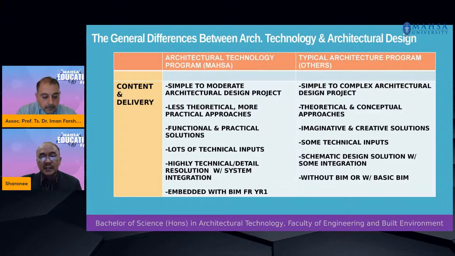Yeah, because typical architecture programs may introduce BIM maybe at year three, or maybe at part two, which is the master program, so they go from simple to complex architecture projects. Because we're talking about a 5.5-year program, bachelor and master, in order to be an architect. But to be an architecture technologist, after 3.5 years you can start working with that BIM competency. I think we have that confidence, so the students can deliver and contribute to the industry.